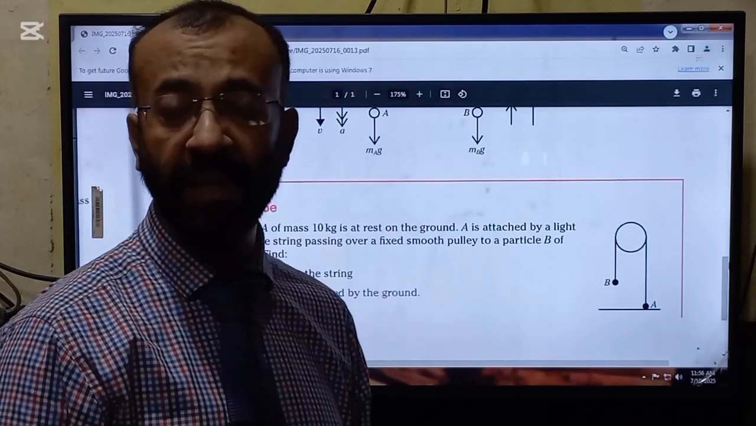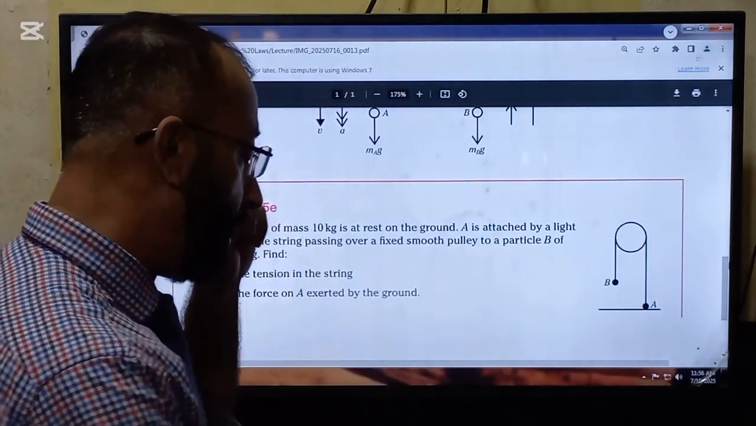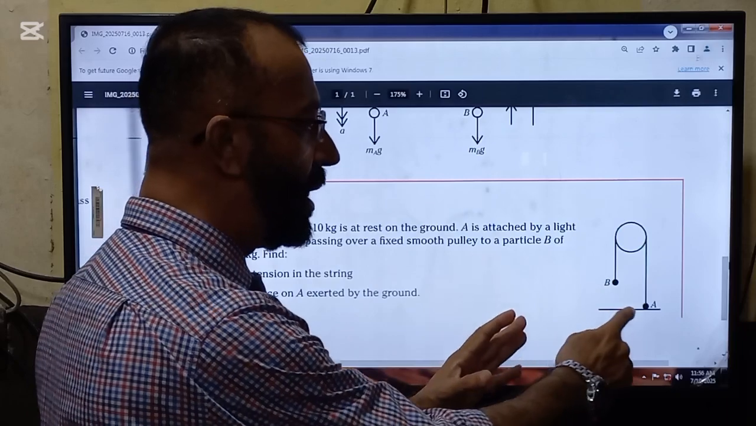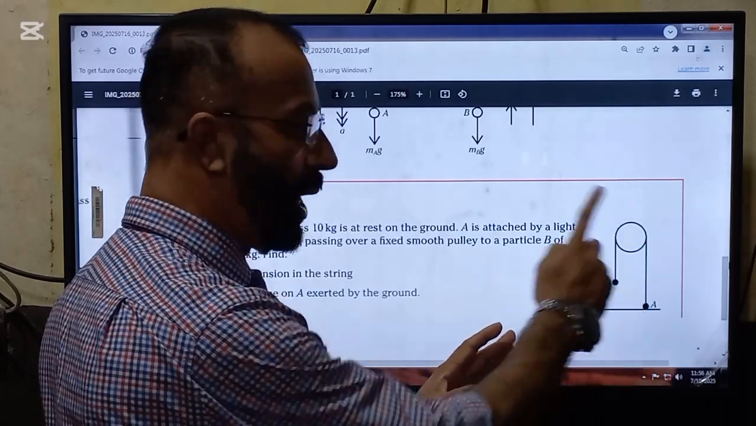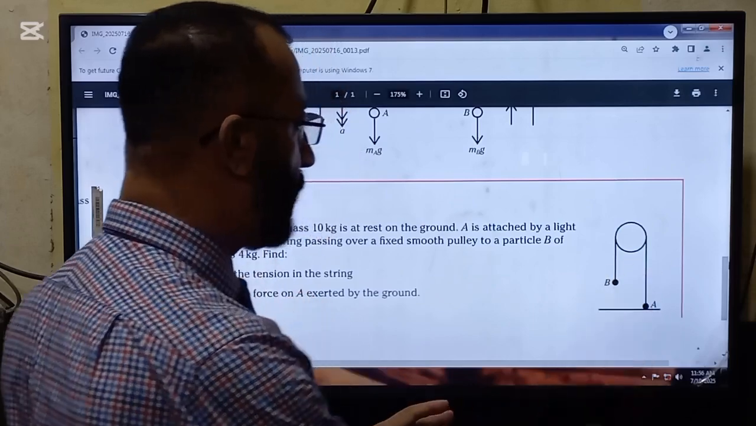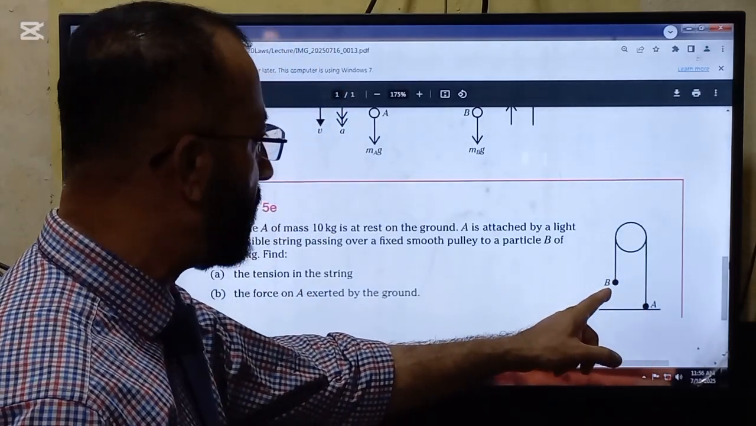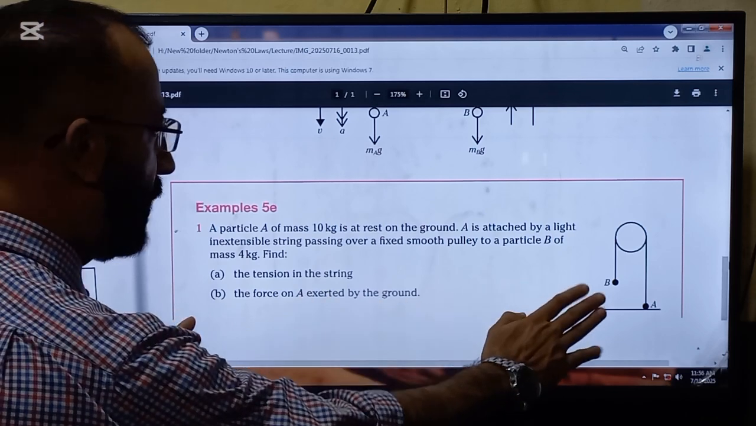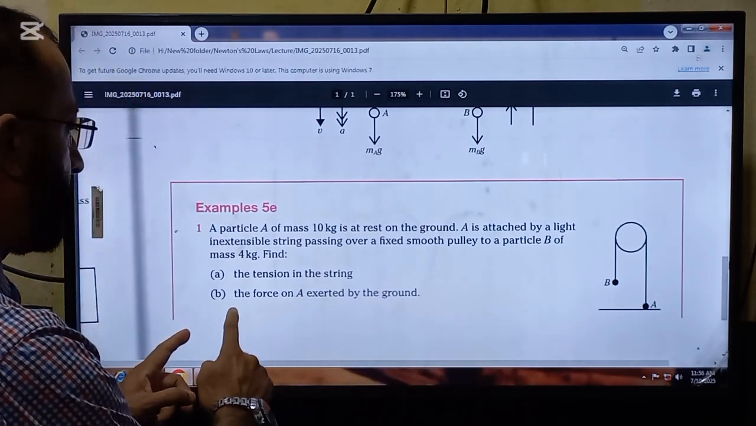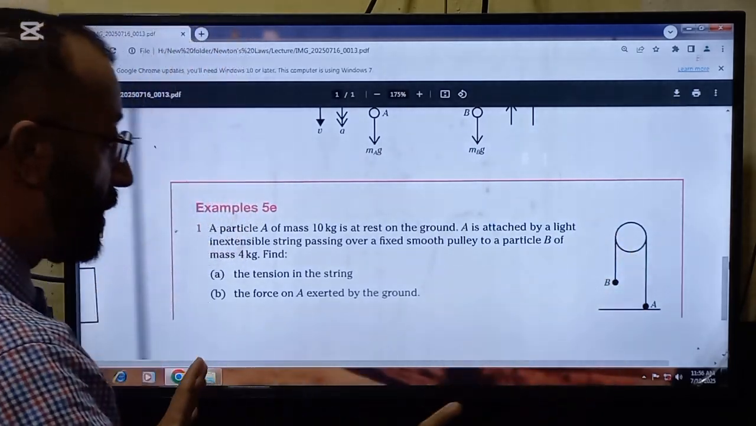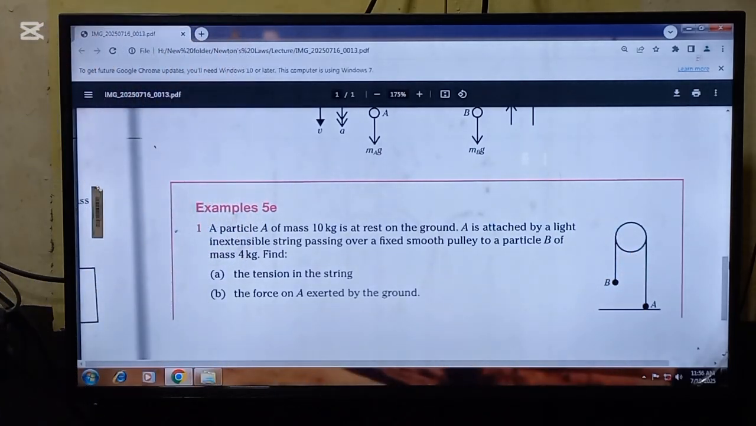So the thing to understand is this body's mass is 10 kg and this is 4 kg. So ultimately this will not be pulled up, but there will be tension in this string because of this body whose mass is 4 kg. So in part A, the tension of the string is the requirement, and the second is the force on A exerted by the ground. So concentrate yourself, we are going to solve it now.